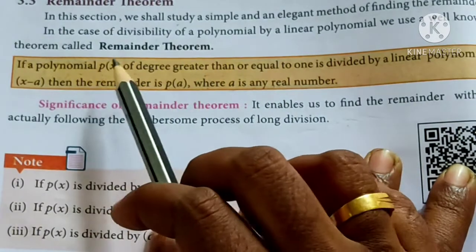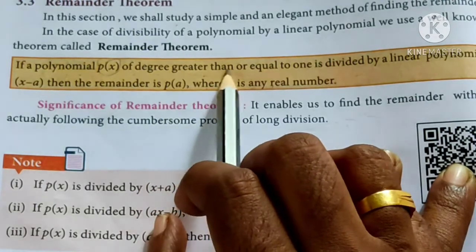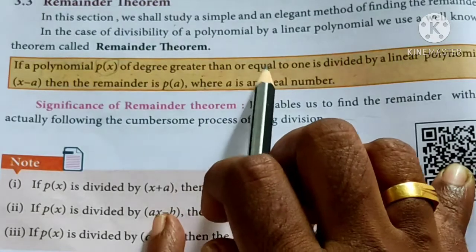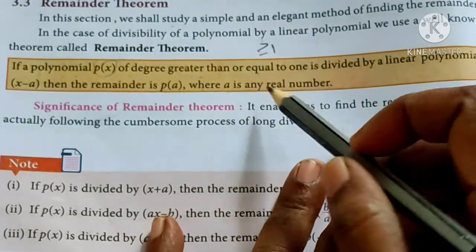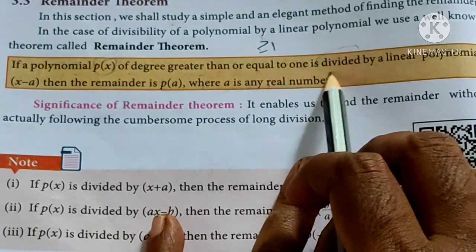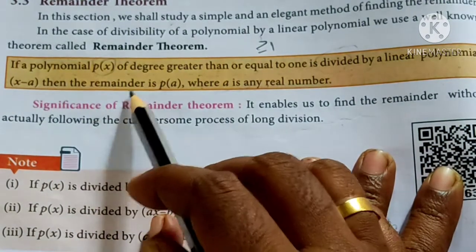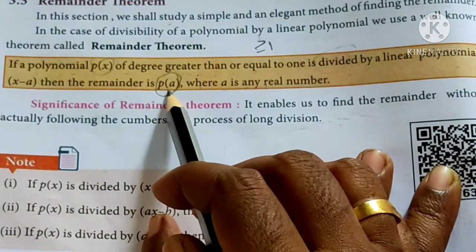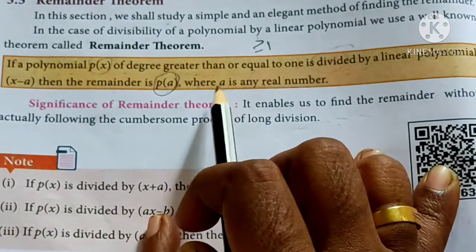Again I will repeat. Consider a polynomial p of x, with degree greater than or equal to 1. Greater than or equal to 1 means 1 and above. When it is divided by a linear polynomial x minus a, then we get the remainder p of a. P of a is a constant value, where a is any real number.